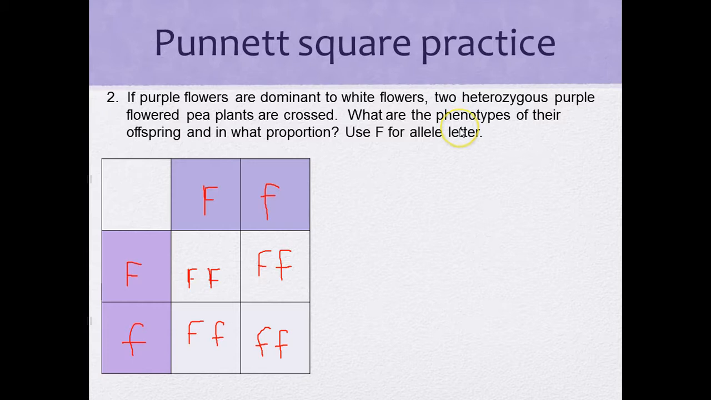So, what are the phenotypes of their offspring and in what proportion or what ratio? Well, if this is big F, and purple is the dominant trait, then this box would be showing a purple flower. This would also be purple, and this would be purple. Little f is the only white flowered plant. So the ratio would equal 3 out of 4 would be purple, and 1 out of 4 would be white.